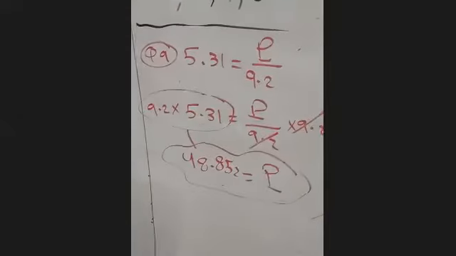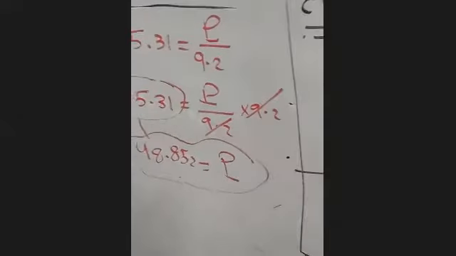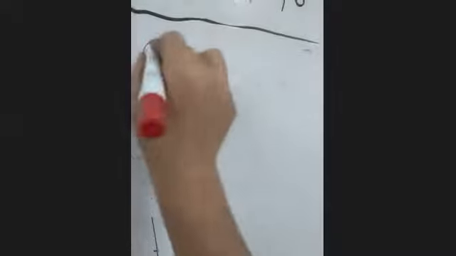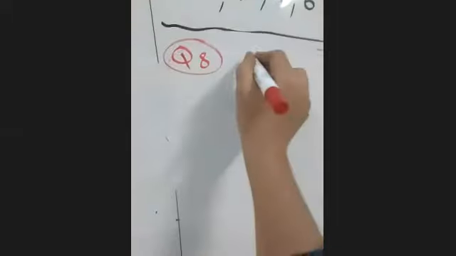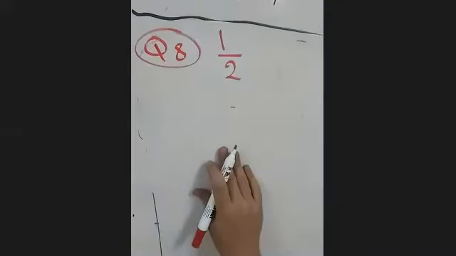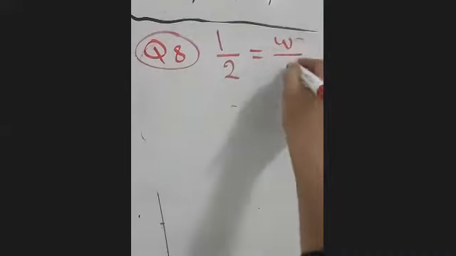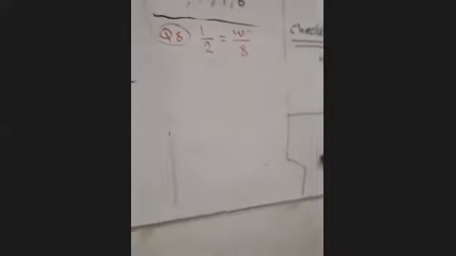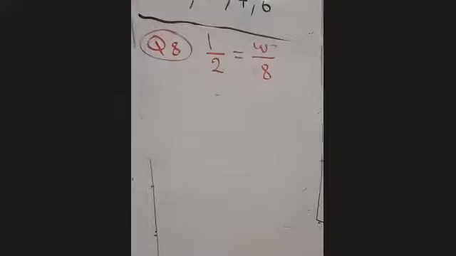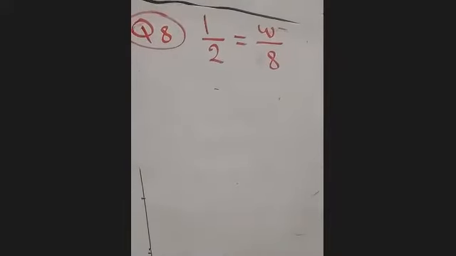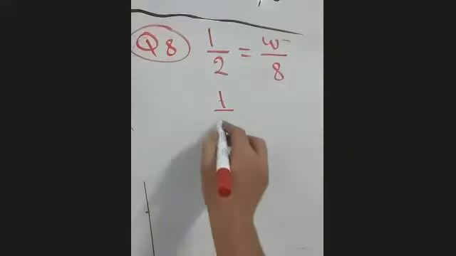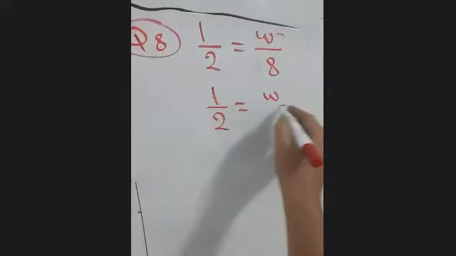Also on page 375, in question number 8, 1 over 2 equals W over 8. What's the first step? First step, we will rewrite the equation. 1 over 2 equals W over 8.